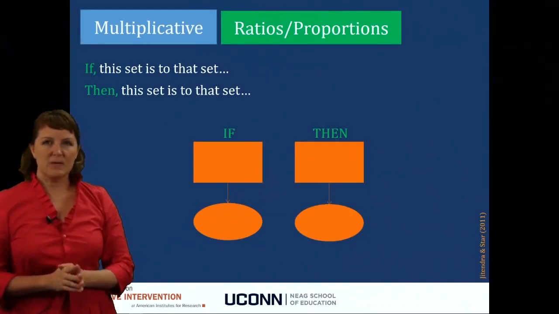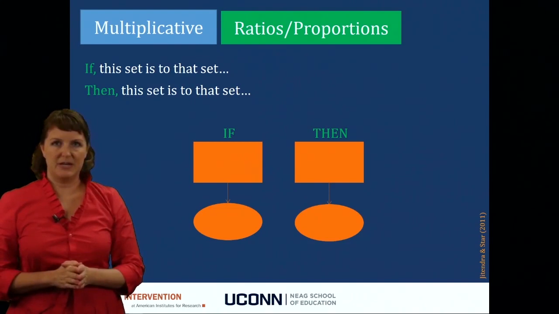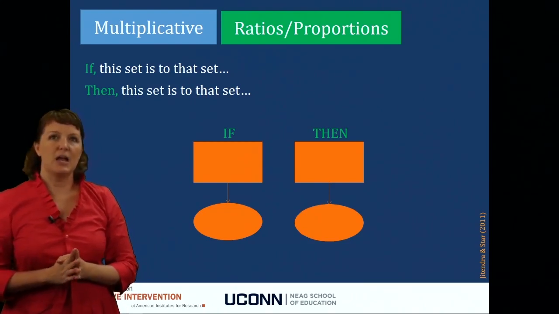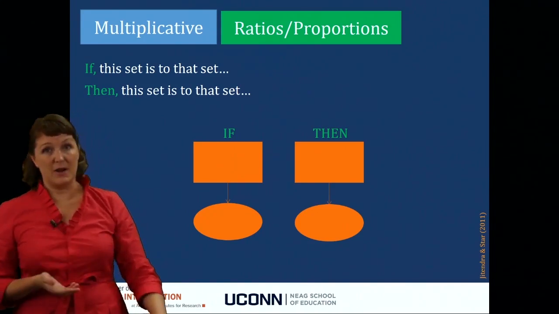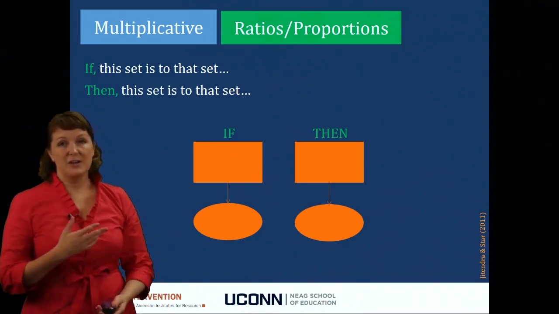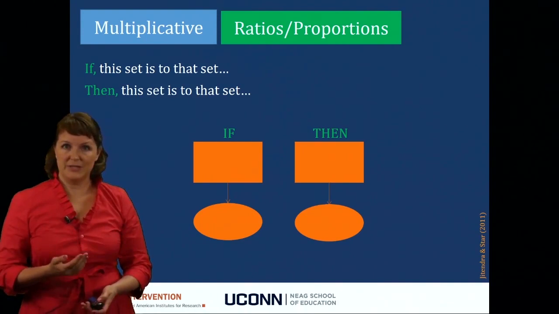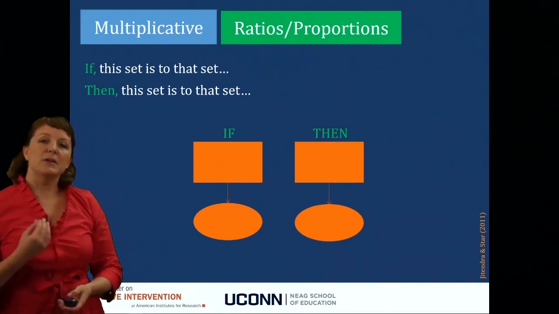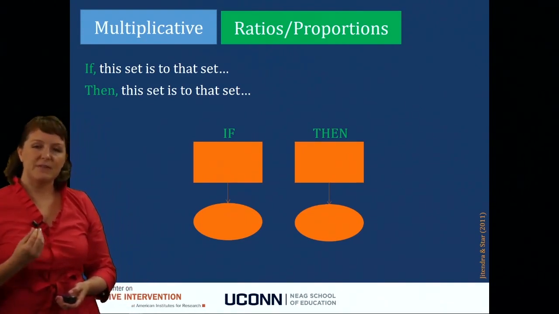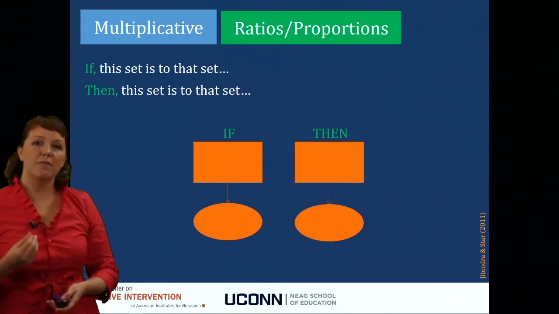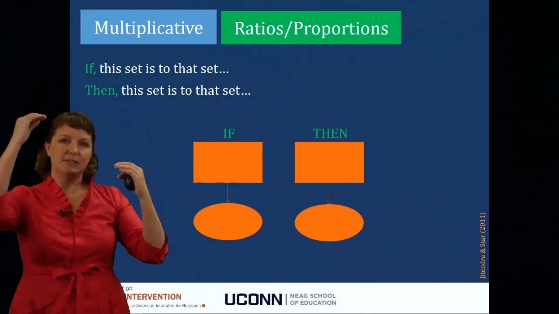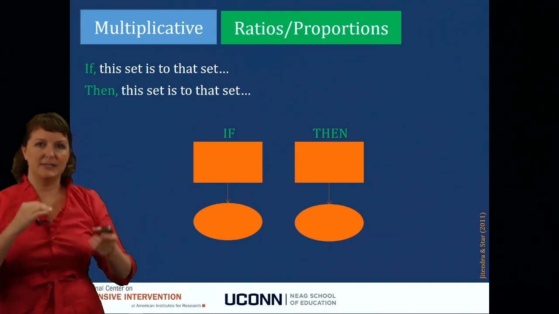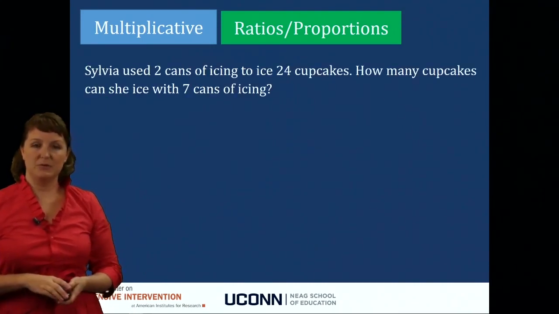All right, now let's talk about our last multiplicative schema here. This is a schema where we can think about comparing ratios, proportions. We can also think about unit rate and percentages. There's actually a lot that we can do with this multiplicative schema. But here we always have 3 bits of information, and we're trying to figure out a 4th bit of information. So if this set is to that set, then this set is to that set. So let's look at what some of these examples look like.